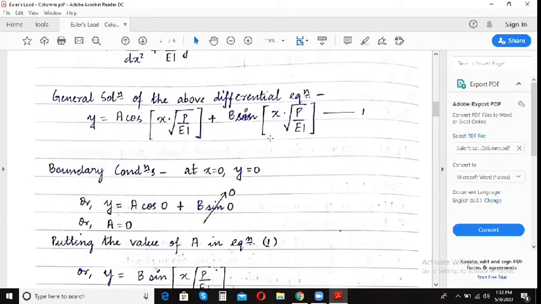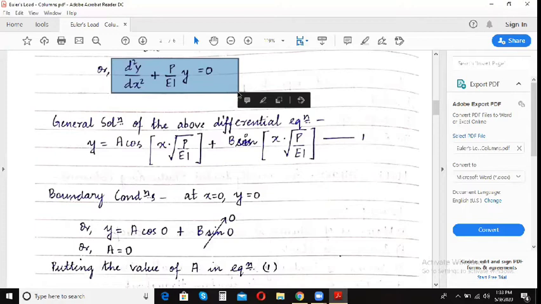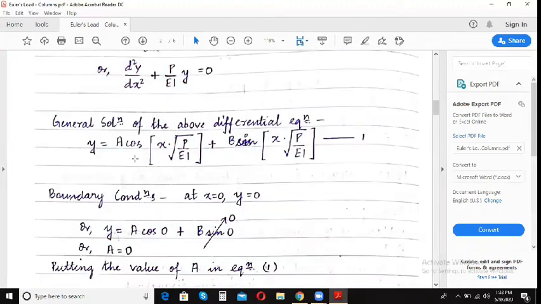So this is the solution for this differential equation, and you can find multiple videos on YouTube on how to derive the general solution for these types of differential equations. Okay, so we have y = a cos(x√(P/EI)) + b sin(x√(P/EI)) as the general solution for this equation.